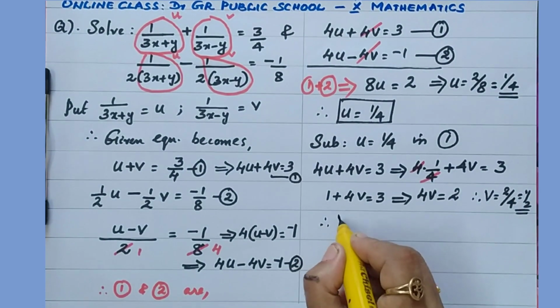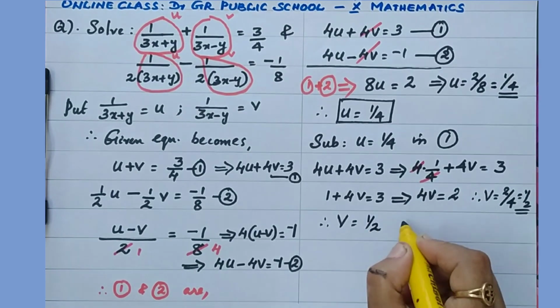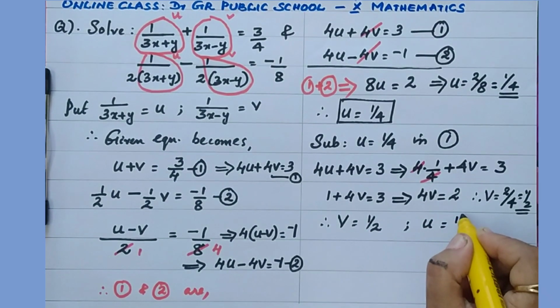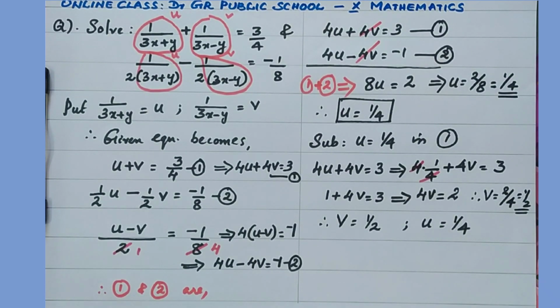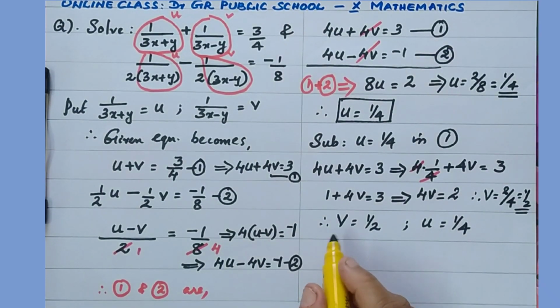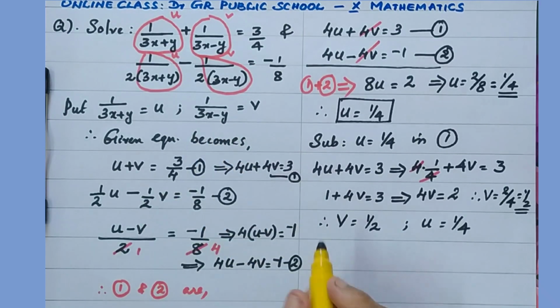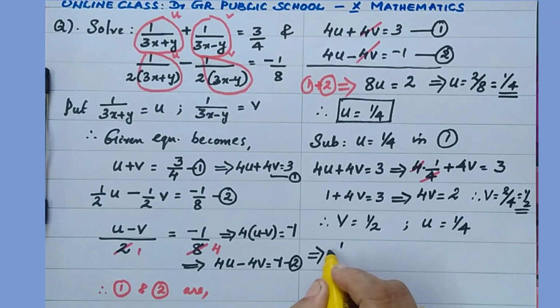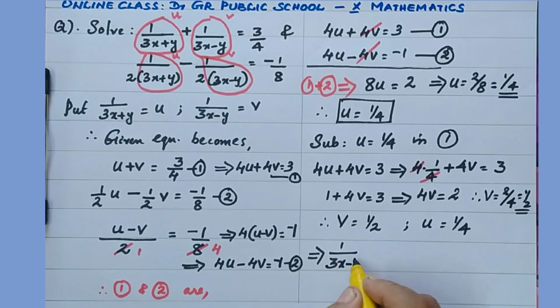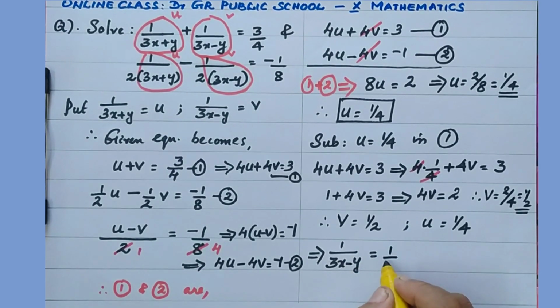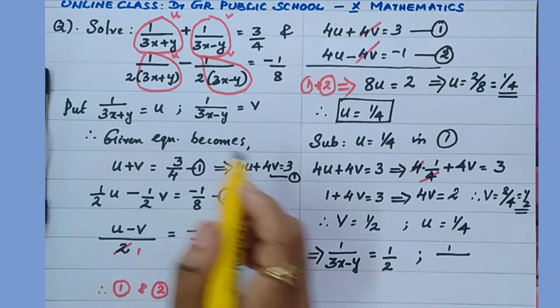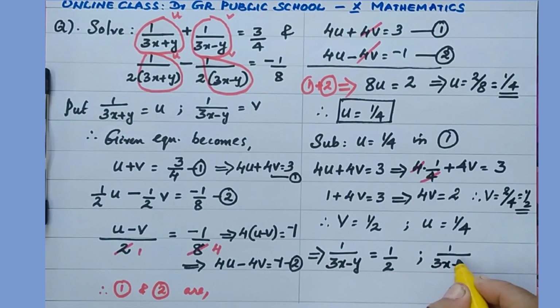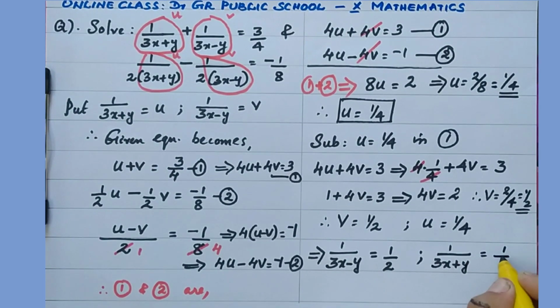Therefore, you got the value of v as 1 by 2 and u as 1 by 4. But we need to find the values of x and y. What is v? V equals, what is the substitution? V equals 1 by 3x minus y equal to 1 by 2, and 1 by, what is u? 3x plus y equals 1 by 4.